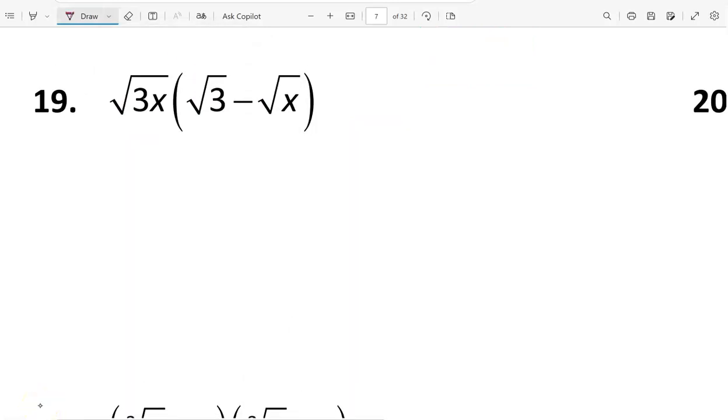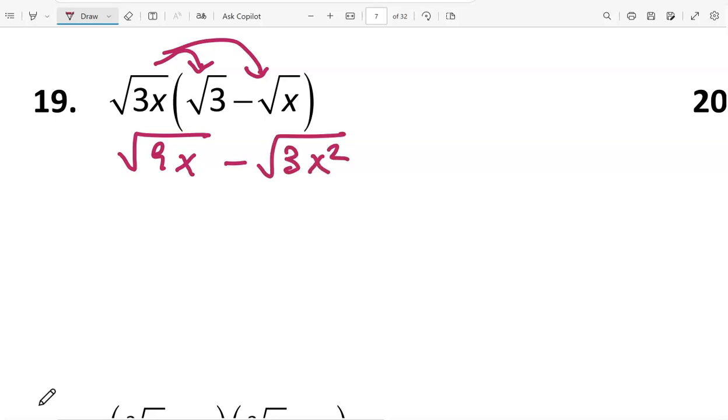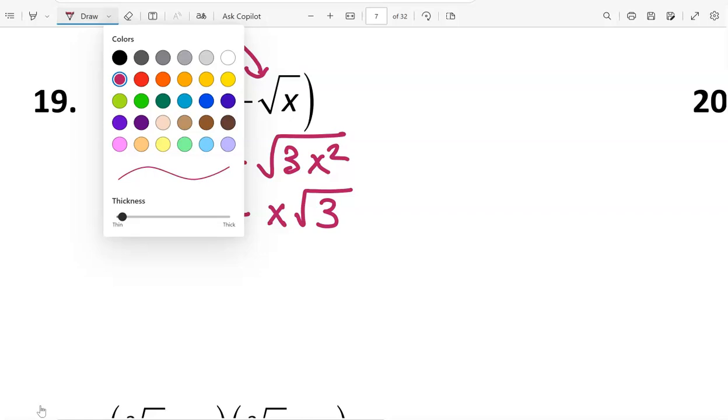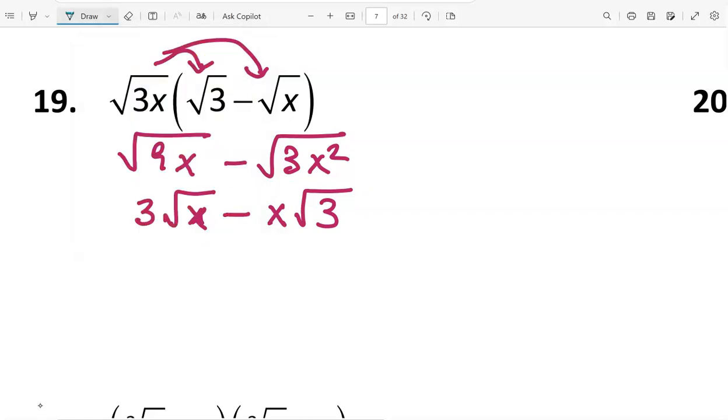For 19, we can multiply by distributing the multiplication over the subtraction. Square root of 3 times x times the square root of 3 is the square root of 9 times x, and the square root of 3x times the square root of x is the square root of 3x squared. Now let's simplify each square root. The first has a perfect square factor of 9, so we can take the square root there and leave the x in the radical. The second has a perfect square factor of x squared, so we can take out the x and leave the 3 in the radical. Now we have unlike radicals. They may not be combined, so this is our final answer.